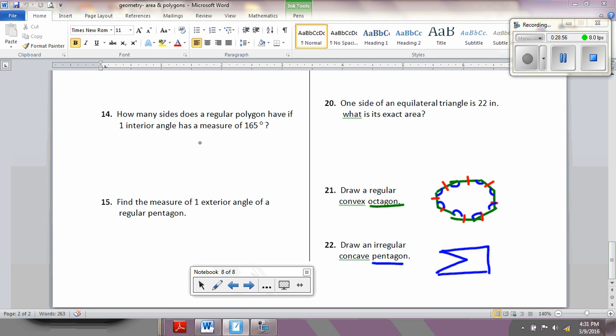It's irregular. So this concludes your tutorial for your test review. If you understood everything on this worksheet, even on the other side with the composite figures, you'll do just fine on the test. So good luck.